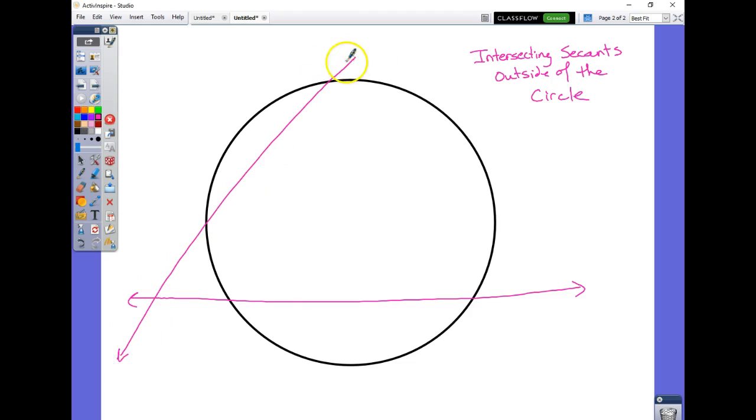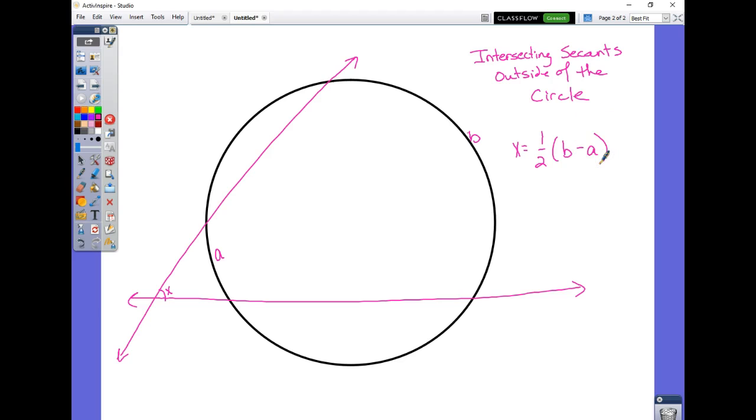But what's unique about secants is that as long as they are not parallel, we are going to find that these secants will intersect. And they will create two arcs, an arc A and an arc B. If I want to know what this angle right here is, I would have to come up with that equation. And that equation happens to be that angle x is equal to half of the difference between these two.